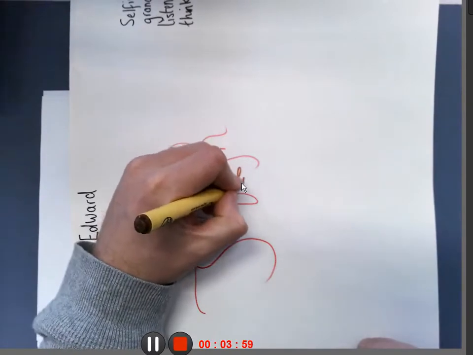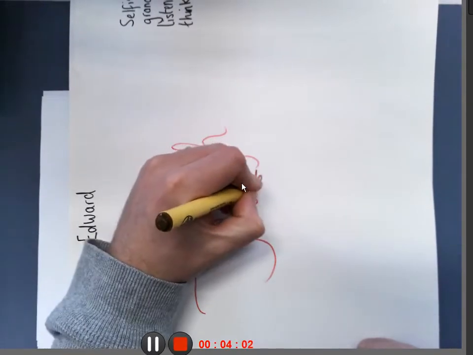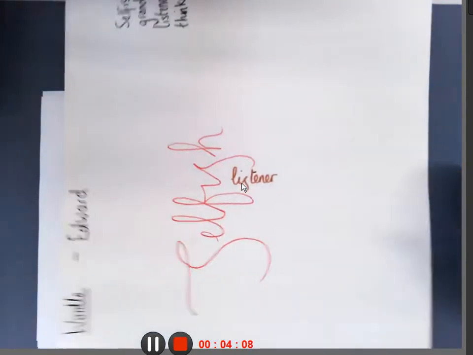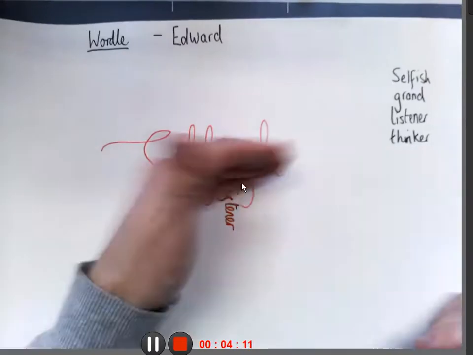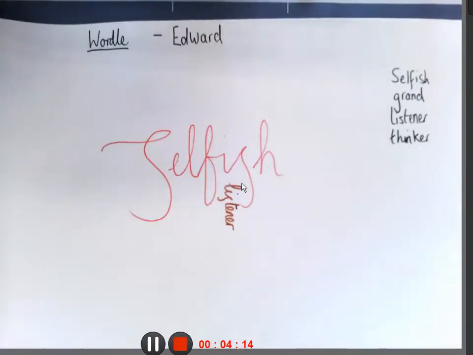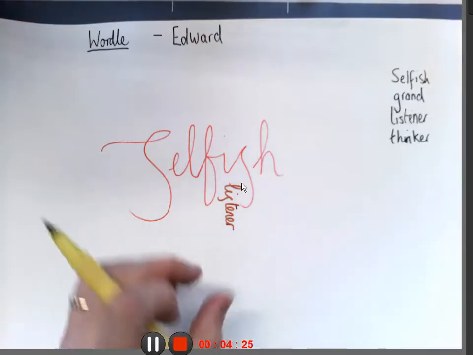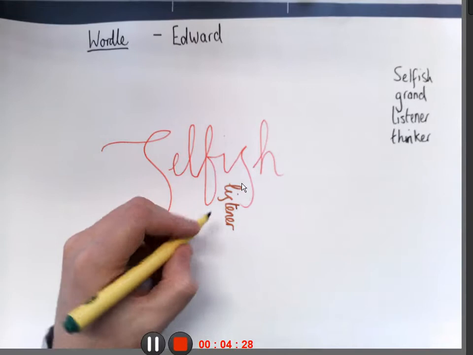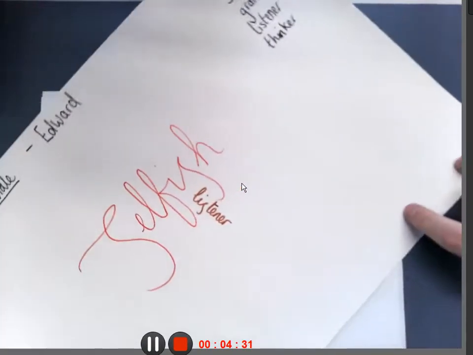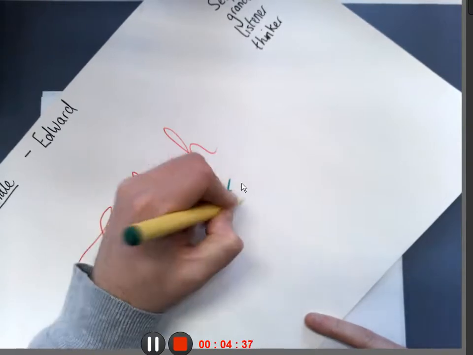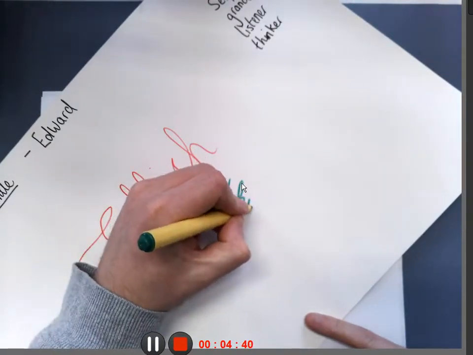So I'm going to do the word listener. There. Okay. Right, so I've done listener. And they're going in different directions. That's what makes these Wordles interesting. Right, thinker. He was a thinker. Definitely was. So I'm going to make that somewhere in between these 2 words. So not as big as selfish, but not as small as listener. And I'm going to turn my page this way. I'm going to go diagonally down here. So a little bit bigger than listener, but not as big as selfish.